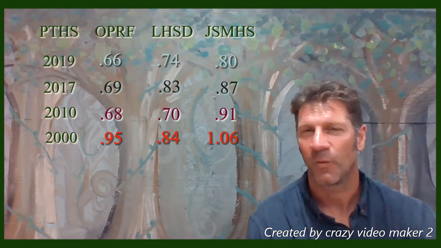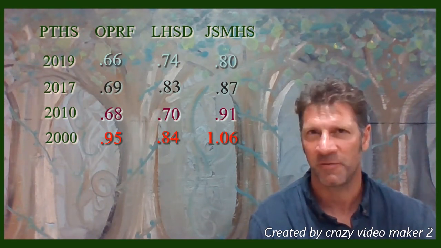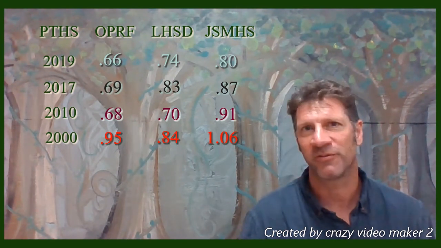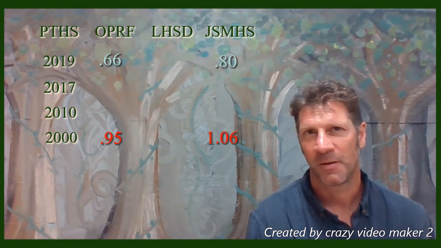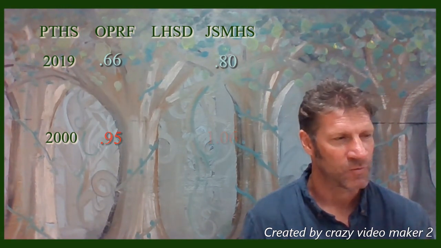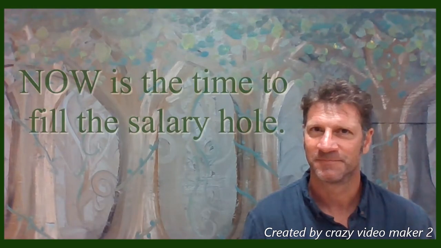Yes, indeed. Once upon a time, this district was competitive, was paying more than Morton was paying, and almost as much as OPRF was paying. Proviso used to be competitive, and we should be competitive again. Thank you.